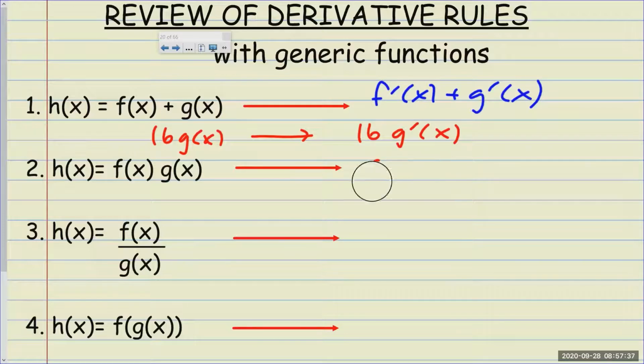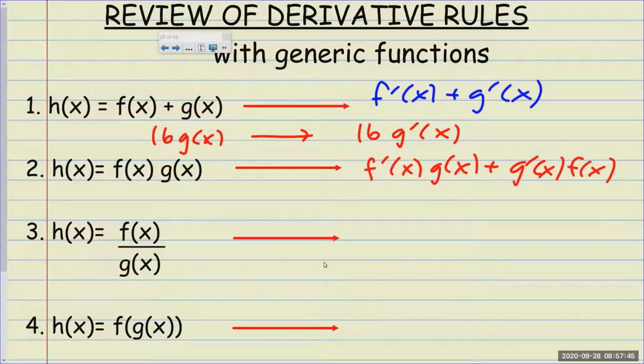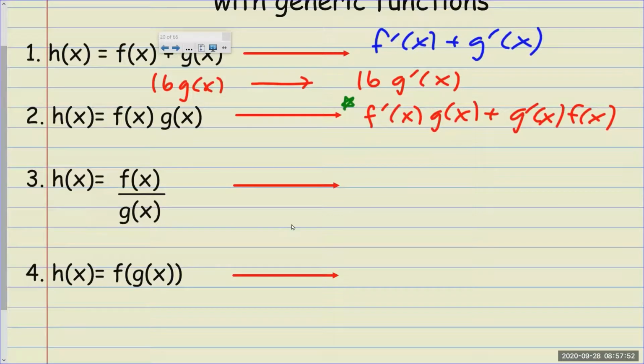It is. You guys know it? The derivative of the first times the second plus the derivative of the second times the first. Okay? You have to understand product rule. You can't just multiply the two derivatives together.